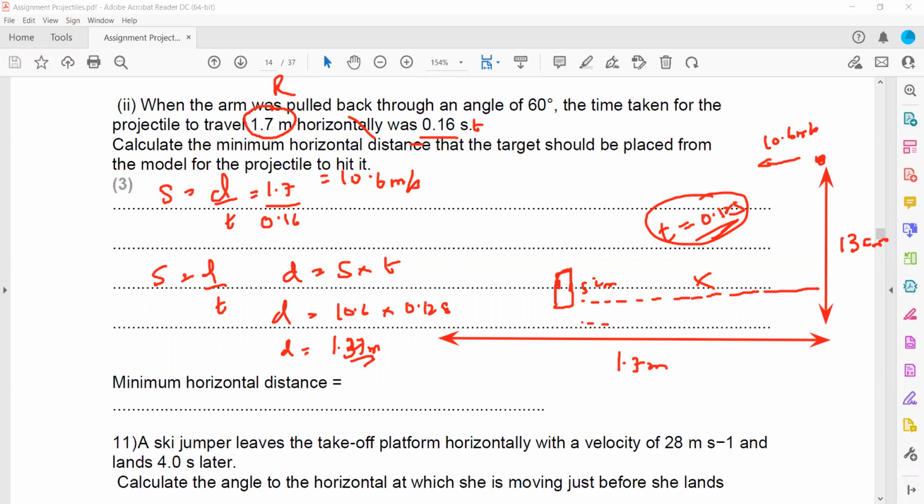Is this one clear? So first, using the total range and the total time, we got the horizontal speed. And from the horizontal speed, we know that it hits the target after 0.1 seconds. So we multiply by 0.1, and we get the final answer.